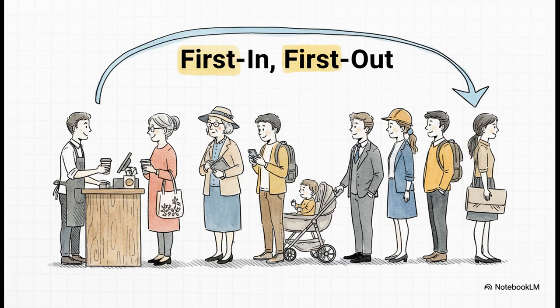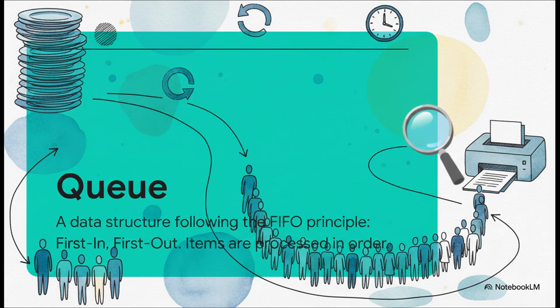You can't just jump to the front, right? And this gives us our second big principle, FIFO, first in, first out. Totally different from the stack's LIFO. A queue processes things in the exact same order they showed up. It's all about preserving that original sequence.